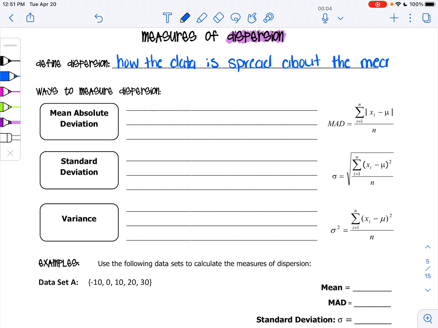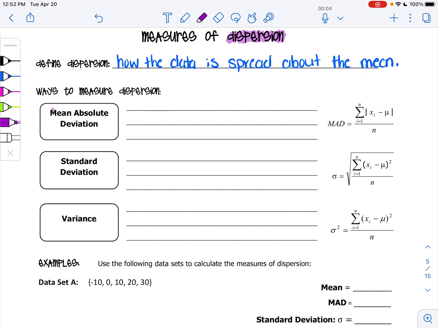When we talked about measures of center, we focused on the centers of the data. So our median, the center of all of our data, or our upper and lower quartiles, the center of each half of our data. But when we talk about measures of dispersion, we're talking about how the whole data spreads about the mean, so how it compares to that mean. There are three measures of dispersion.